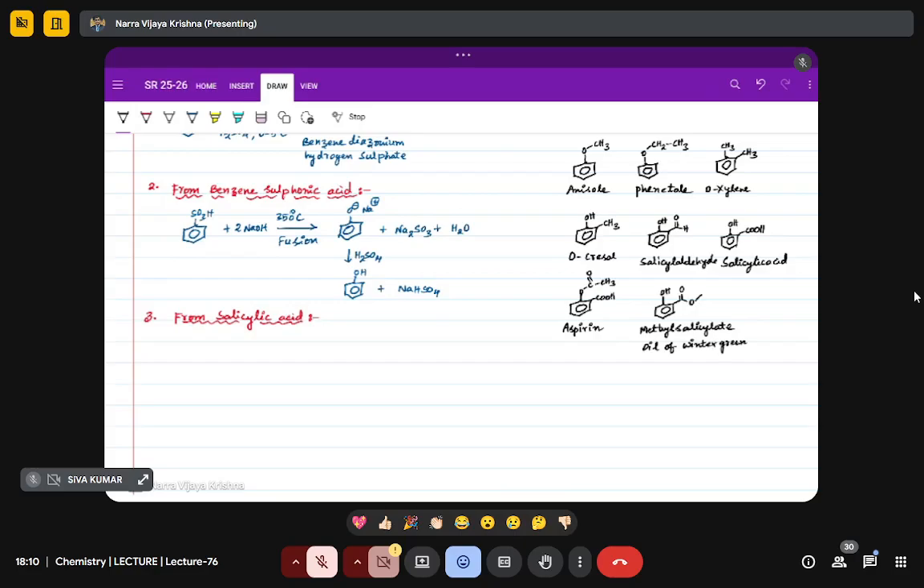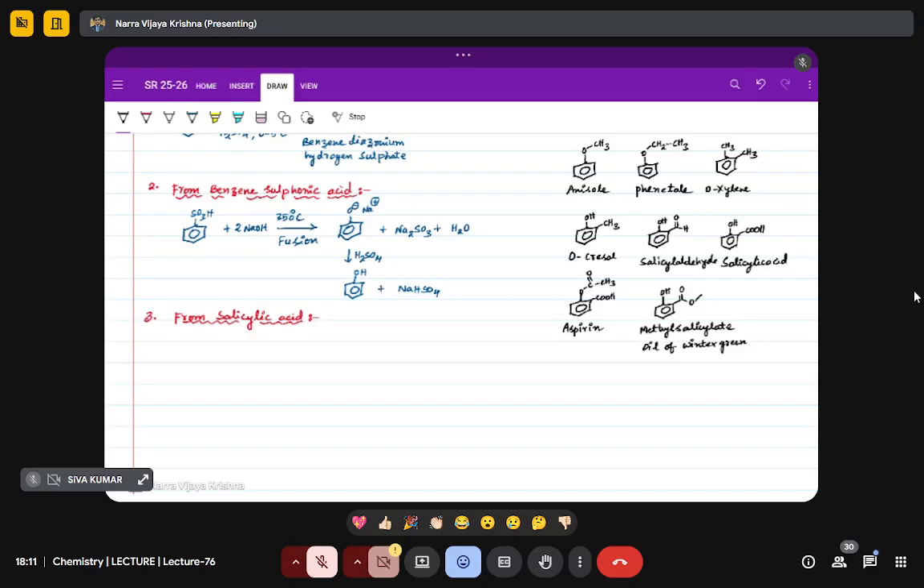What is oil of mirbane? Oil of mirbane is nitrobenzene. Oil of bitter almonds is benzaldehyde. Right. So another one is this cellol.